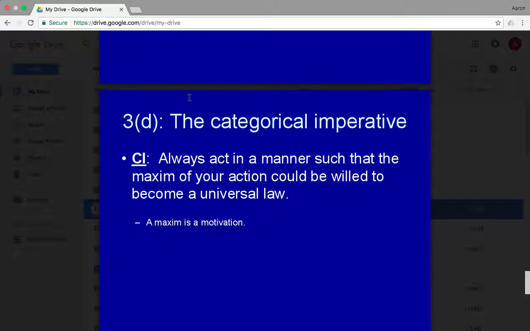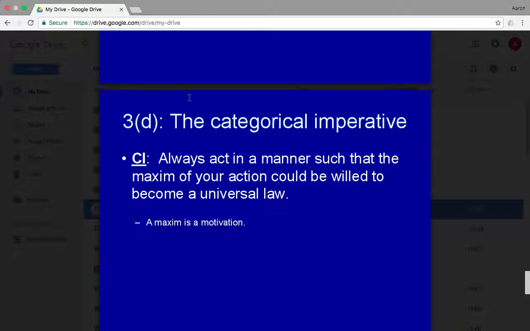Kant's categorical imperative can be formulated as follows: always act in a manner such that the maxim of your action could be willed to become a universal law. So just kind of absorb that for a second. We're going to break it down and explain it. A maxim is roughly a motivation. It's more like a motivation or goal and a means of accomplishing that goal.